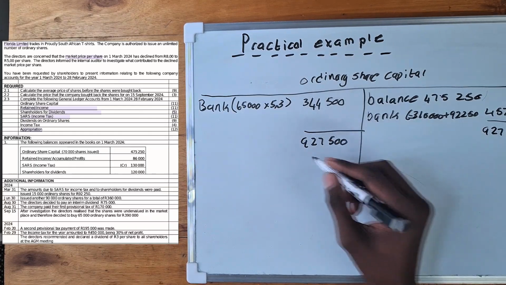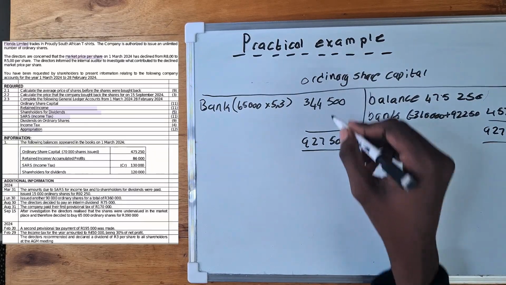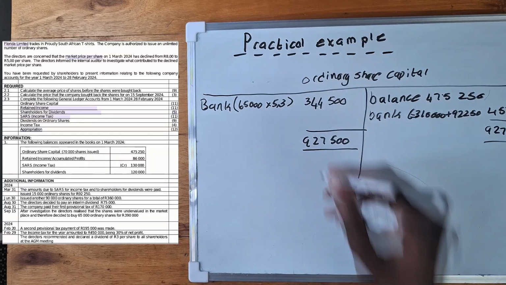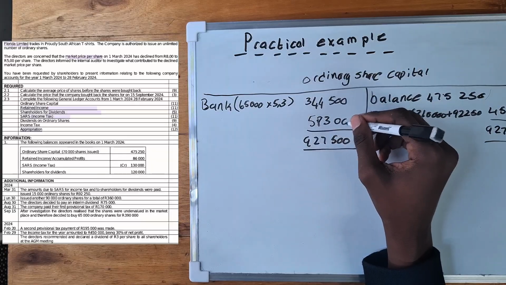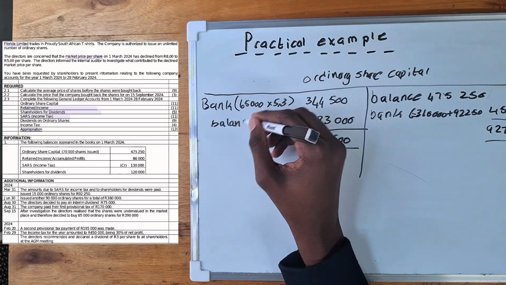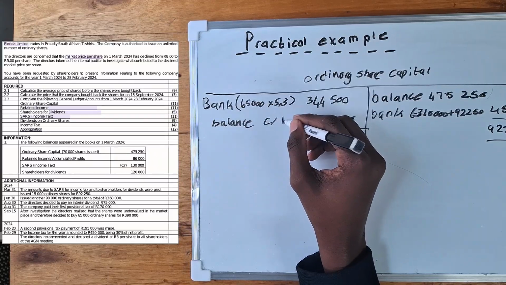927,500. So now we're going to say 927,500 minus this, right? Which will give us 583,000, right? And this is the balance that must be carried down.